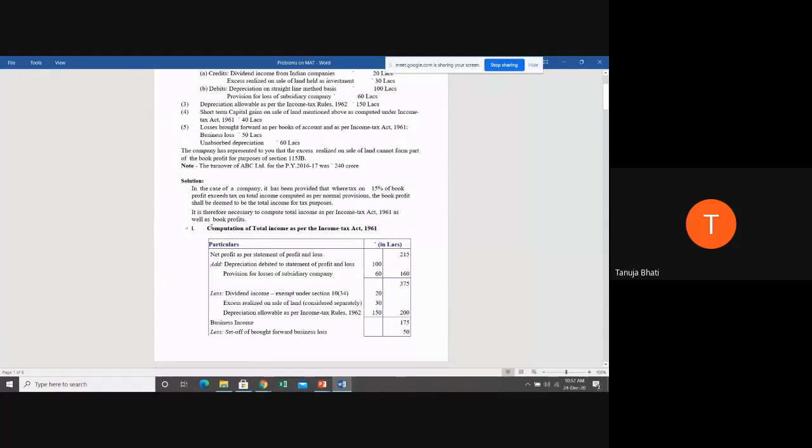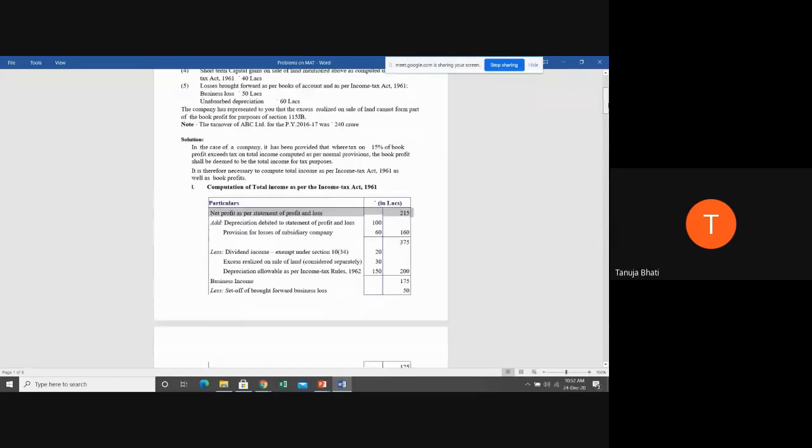That we know. Now, computation of total income as per the Income Tax Act 1961. So how do we calculate? First, you take net profit as per the P&L account, that is 215. Next, you add back all those expenses which are disallowed. So add back depreciation debited to the statement of P&L account, because this depreciation is on straight line method basis and it is not as per the normal provisions of Income Tax Act. So you add back depreciation 100, provision for loss of subsidiary company 60. So 160 you add it back, you get 375.